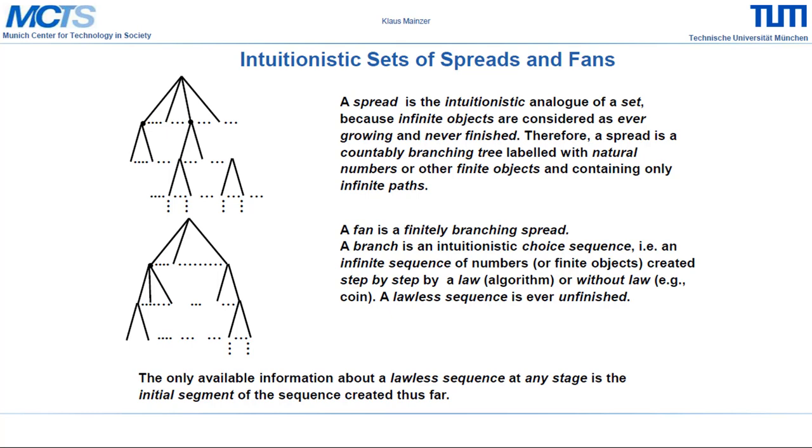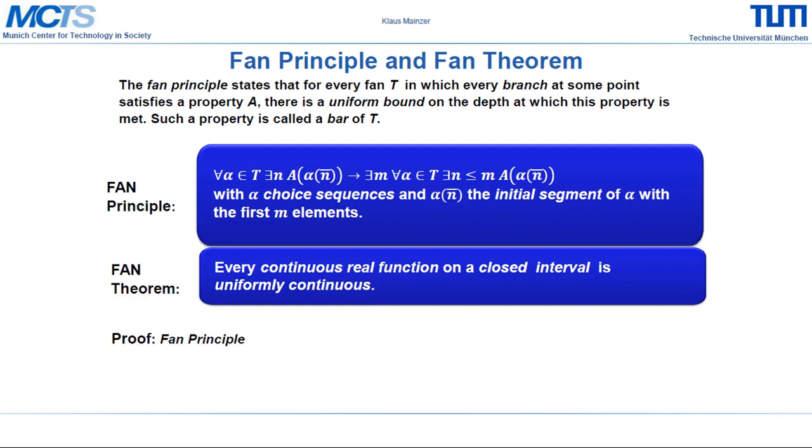And the famous fan theorem, that every continuous real function on a closed interval is uniformly continuous, is in the intuitionistic tradition justified by Brouwer's fan principle. But the disadvantage of the fan principle is that it is not in general valid in classical mathematics, only as a contraposition of Koenig's lemma.